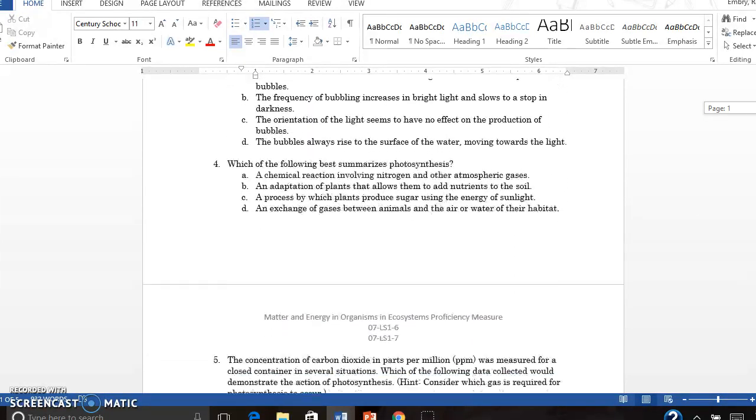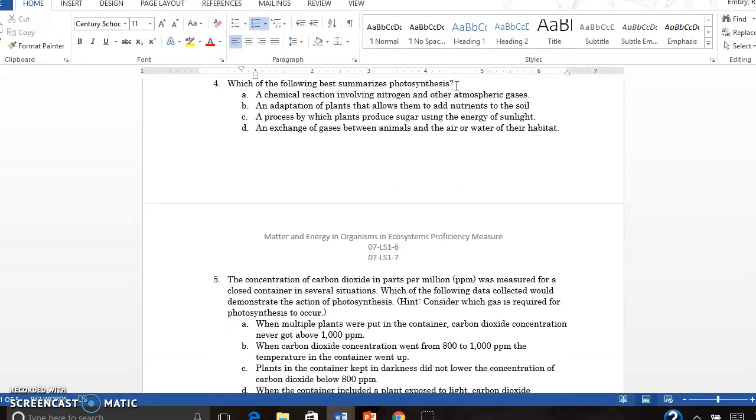Okay, question 4. Which of the following best summarizes photosynthesis? Alright, A says a chemical reaction. Yes, photosynthesis is a chemical reaction, but photosynthesis does not directly involve nitrogen. Remember when we talked about the chemical formula for photosynthesis? The gas involved is carbon dioxide. That is an input, and then the gas that is released is oxygen gas.